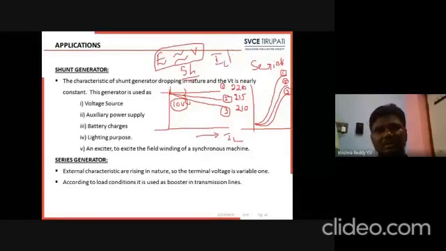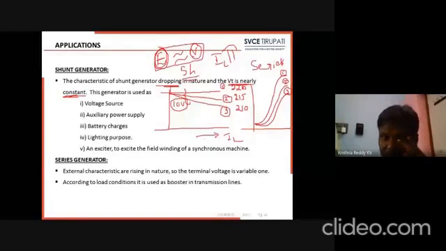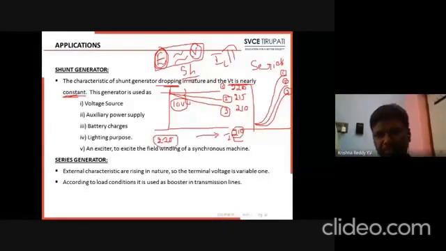That's why the DC shunt generator has a drooping characteristic, with Vt nearly constant. The generated voltage is nearly equal to the terminal or load voltage. It has nearly constant voltage from no load to full load: at no load we have 220 volts, and at full load we have 210 volts. There is not much change in voltage, so it can be used as a voltage source.